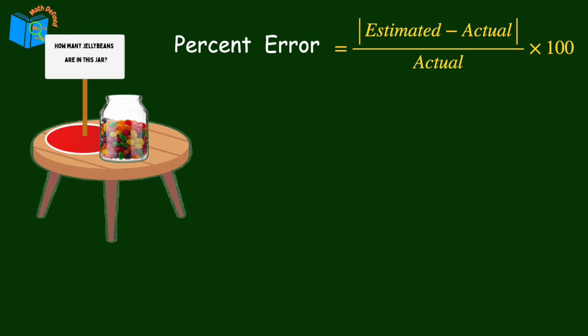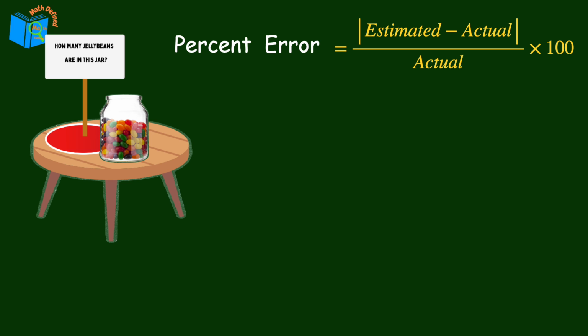All right, now let's talk about a different kind of percent problem. What if you're not looking at how something changed, but instead comparing a guess to the actual amount? That's where percent error comes in. It helps you figure out how close or how far off your estimate was. And here's the formula. The percent error can be found by taking the absolute value of the estimate minus the actual, divided by the actual, all multiplied by 100. And don't forget, the actual value always goes in the denominator.